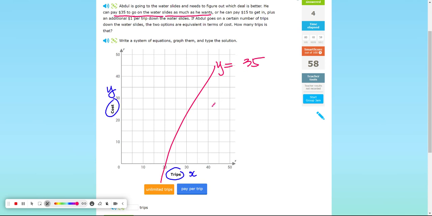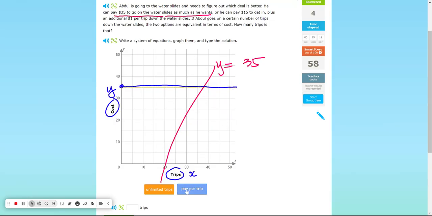So this should be a horizontal line. Okay. So let's go and find 35. Where is it? Right here. And then you just graph horizontal. All right. So here we go. Go get my tool. 35 horizontal, and then I'm done.